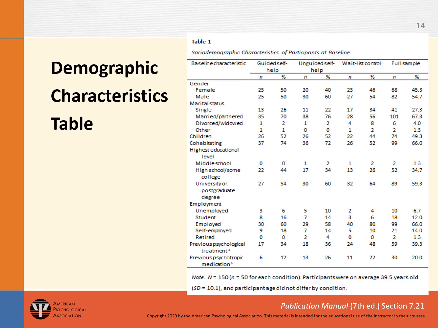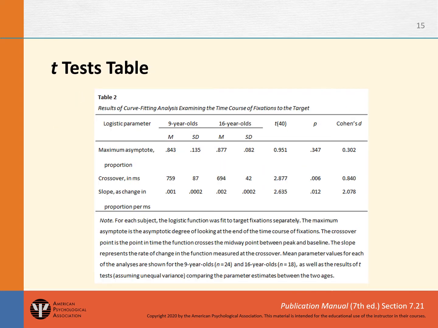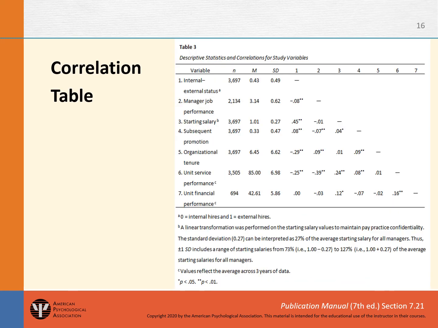Let's look at several examples of tables. Here is a demographic characteristics table. Here's a t-test table. Note what these tables have in common. Here's a correlation table. They all contain the word Table, the table number, and the title.